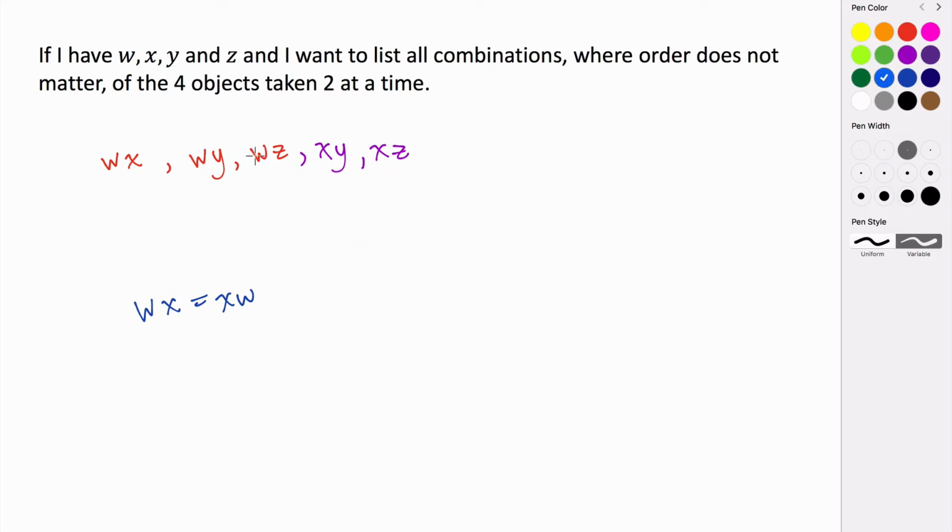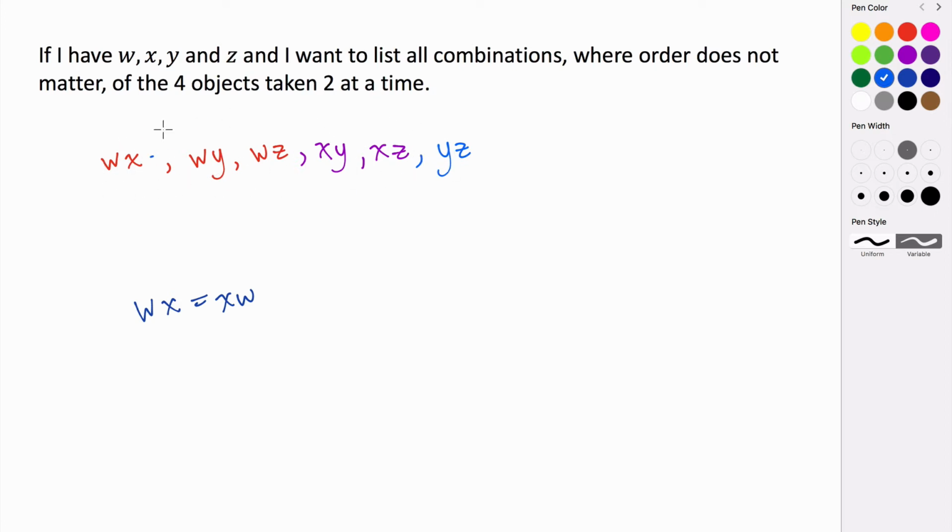And lastly, we have Y. If I wanted to start with Y, well, Y and W is represented here, and Y with X is represented here. So I just have Y with Z. And that's it for Y. If I wanted to start with Z, well, Z has already been paired up with Y here, with X here, and with W here. So Z is also taken care of. So we have 6 different ways that this could happen.